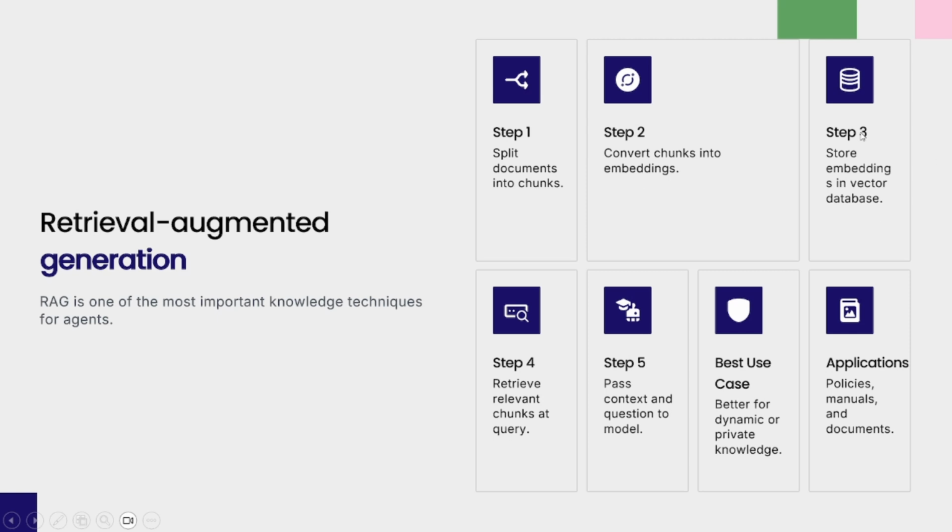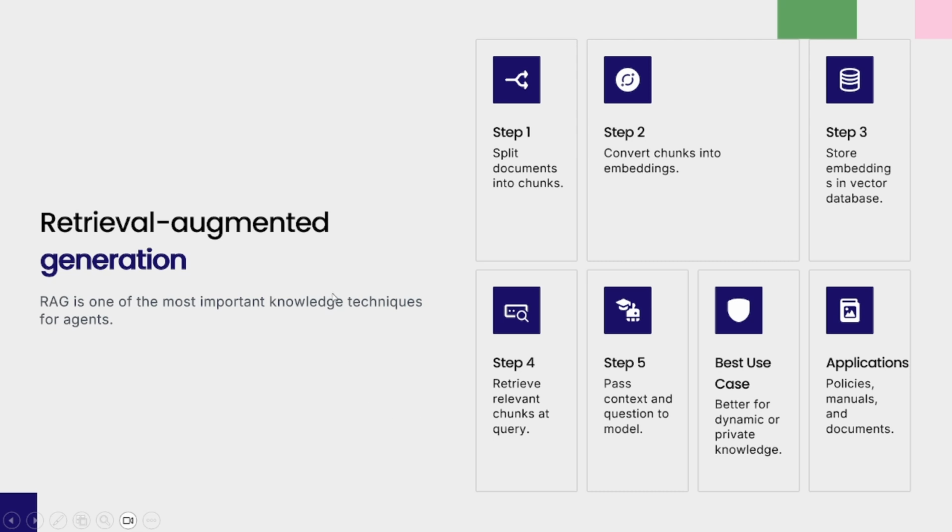After embedding, store the embedding in a vector database. For example, you can use Weaviate or ChromaDB, or Azure AI Search and AWS and the like. Then step four, retrieve relevant chunk at query.